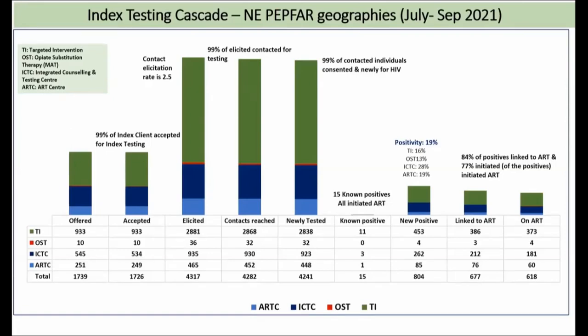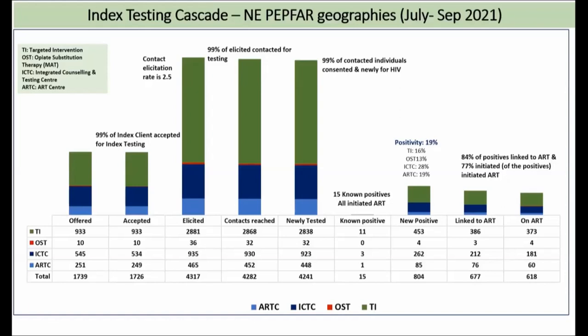It should be done at other facilities also, because there are high chances some people can be missed at ICTC from being offered index testing, from eliciting their contacts and getting the status of their partners or their children. Counselors were able to get more than 2, like 2.5. If you look at the contact elicitation bar, it was 2.5. It means each and every client has given more than 2 contact details. So the average contact elicitation rate is 2.5.